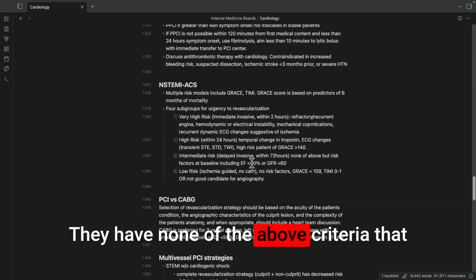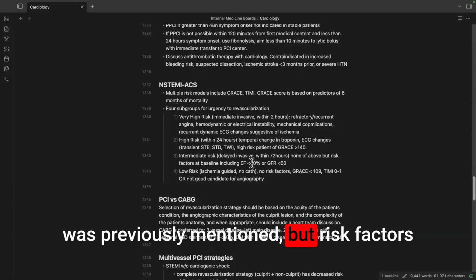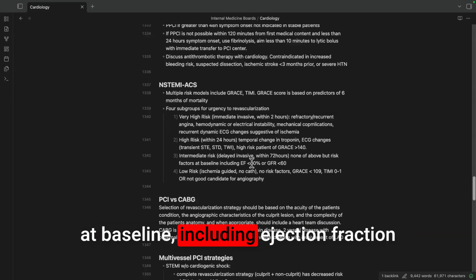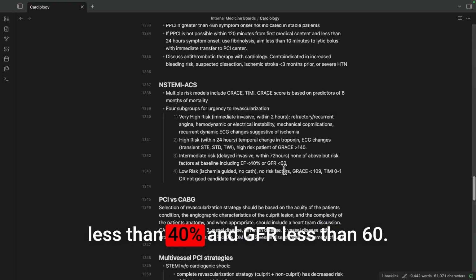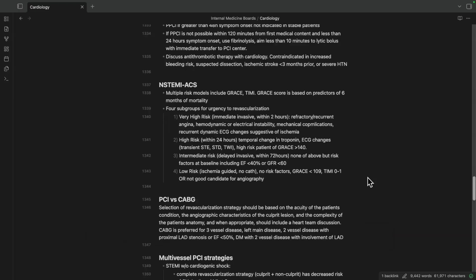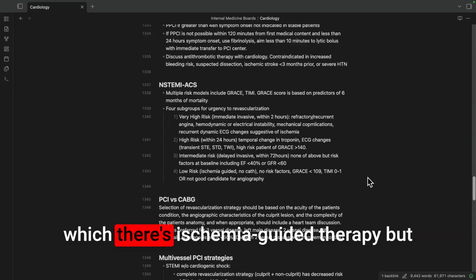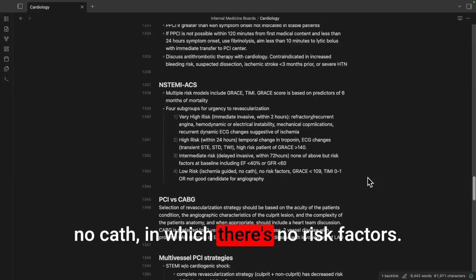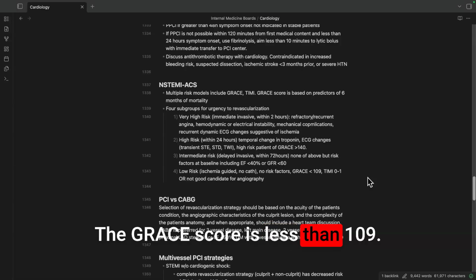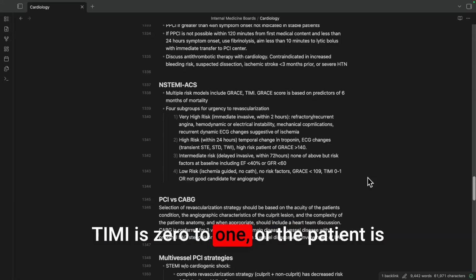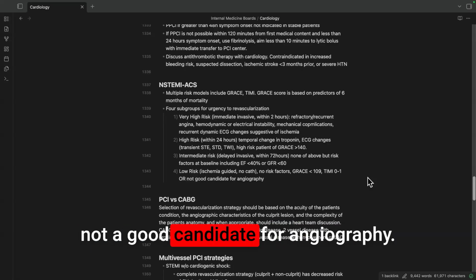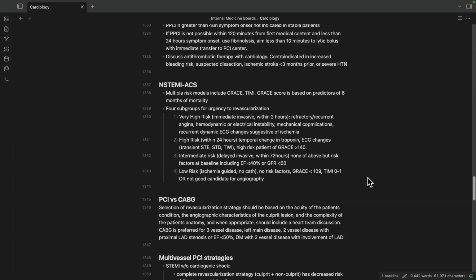They have none of the above criteria that was previously mentioned, but risk factors at baseline, including ejection fraction less than 40% and GFR less than 60. And the next group is a low-risk group, in which there's ischemia-guided therapy but no cath, in which there's no risk factors. The GRACE score is less than 109. TIMI is 0 to 1, or the patient is not a good candidate for angiography.